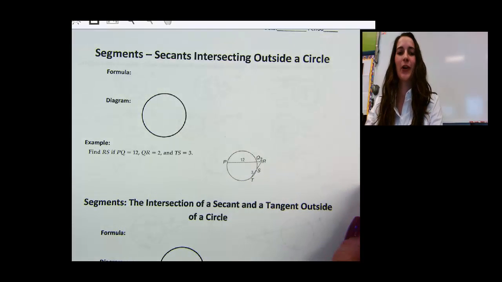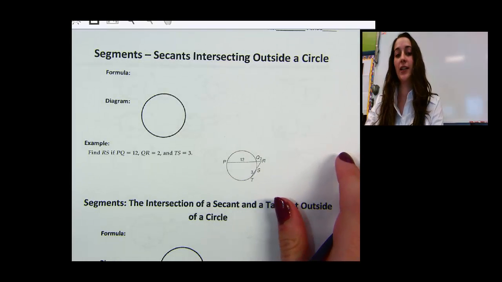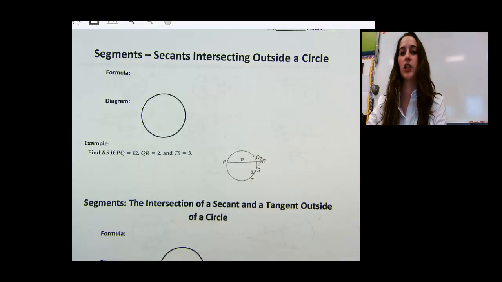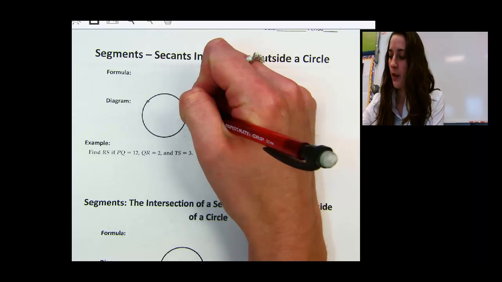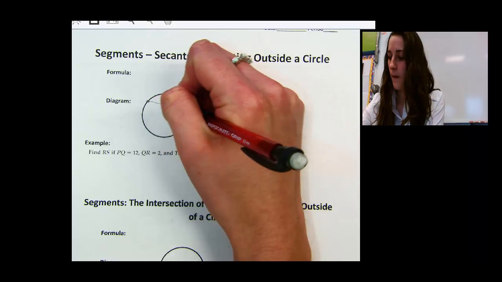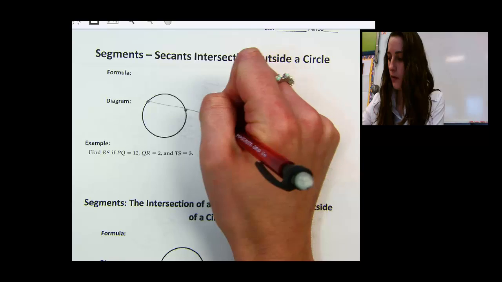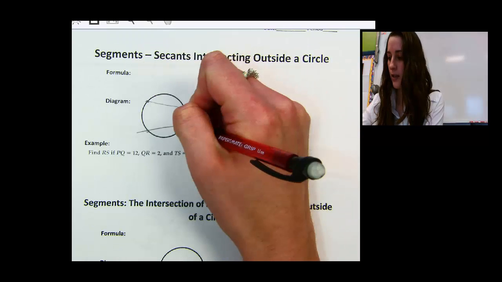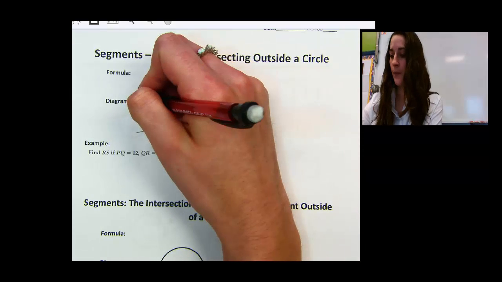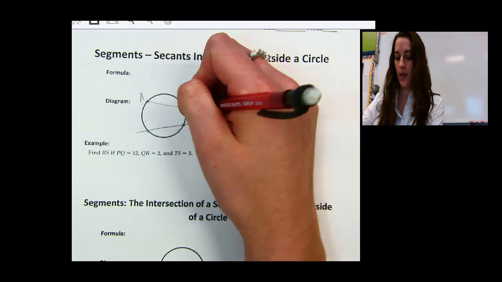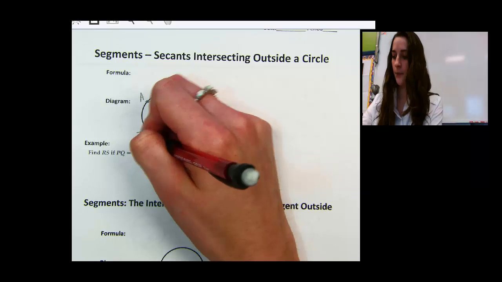Hello. For day number 8, we're going to take a look at how to find the lengths of segments when secants intersect outside of a circle. So if we take a look at, let's say, these two secants intersect at point P, A, B, C, and D.